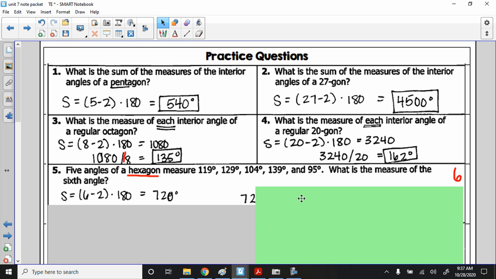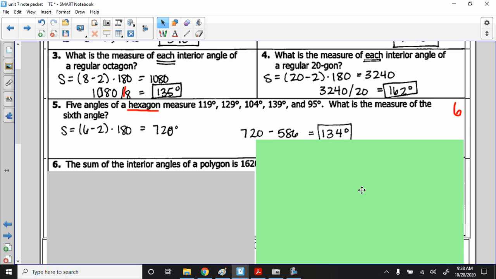And then, how do I get that last remaining one? I just took all these numbers, added them, and subtracted that from 720, and my one leftover angle is 134, and that's what it wants. So you need the interior sum, find out what you got, and then what's given, and then subtract it.